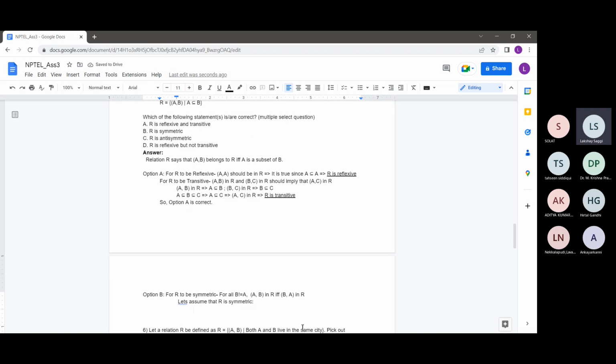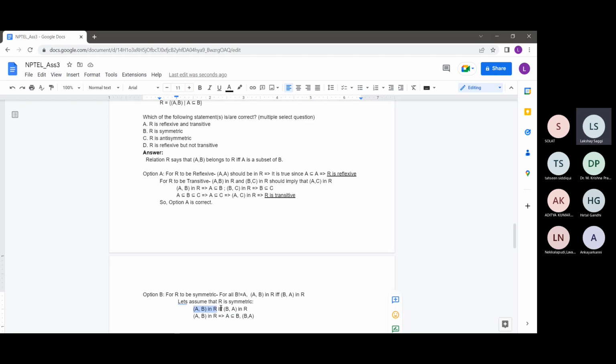Then what does this mean? This means that (A, B) in R if and only if (B, A) in R, right, guys? So what does this imply? This implies that (A, B) in R means A is a subset of B, and similarly (B, A) in R. So let's say (A, B) is in R. This statement is true. Then what does this imply? From our assumption, this implies that (B, A) is also in R, and that (A, B) in R means A is a subset of B.